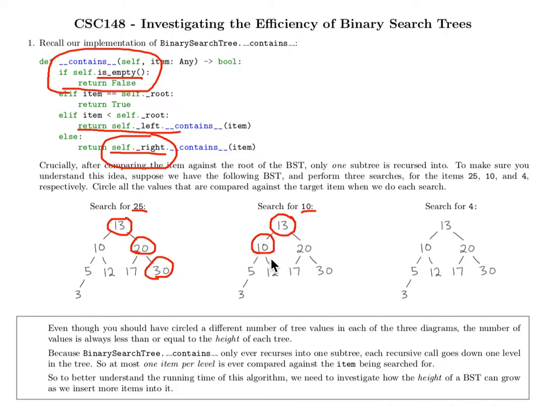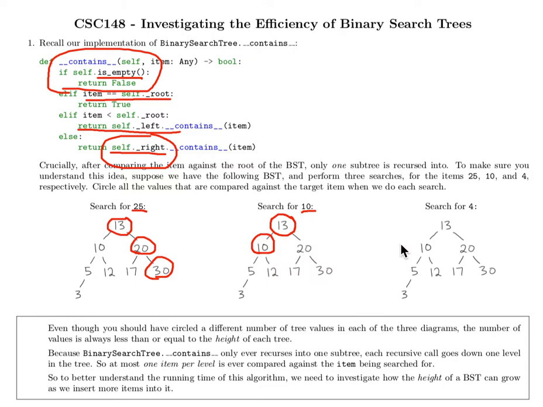But this is actually one of our base cases. This is the case where item is equal to self.root. So at this point we can just return true, in which case we return back to the previous call, and our contains method will return true. So you can see that if we find the value earlier on in the tree, then we actually don't need to keep on recursing all the way down to the total height of the tree. We can just stop. So in this case, we only actually have to look at two nodes.